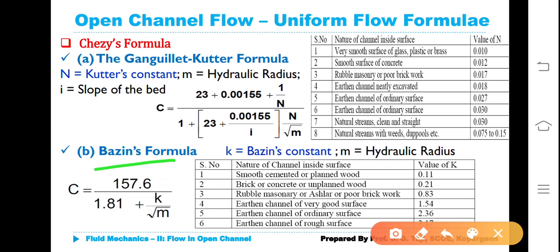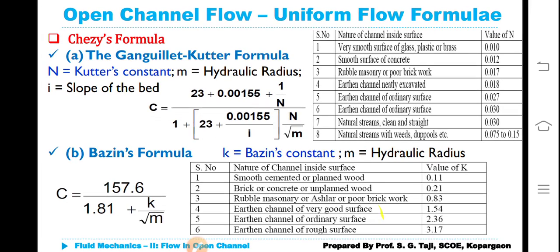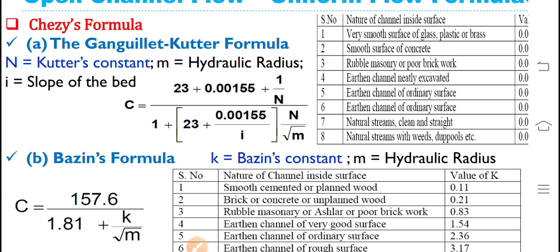Next formula, Bazin's formula. Small k is Bazin's constant, small m, as before, is hydraulic radius. The formula to evaluate C is C equal to 157.6 divided by 1.81 plus k upon under the root small m. Here k is Bazin's constant, depending upon the nature of the channel inside surface, with values ranging from 0.11 to 3.17.